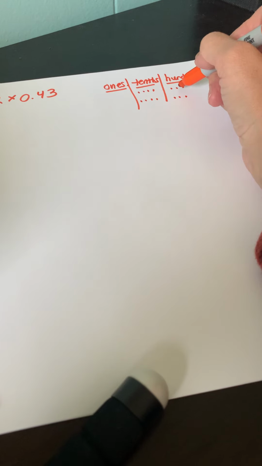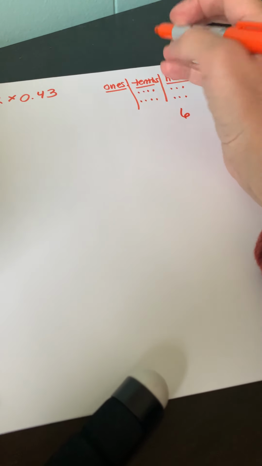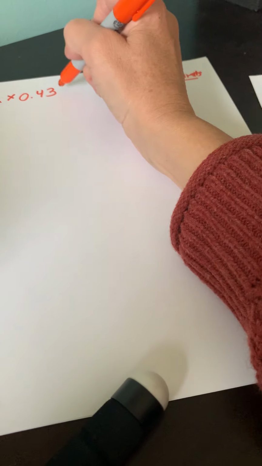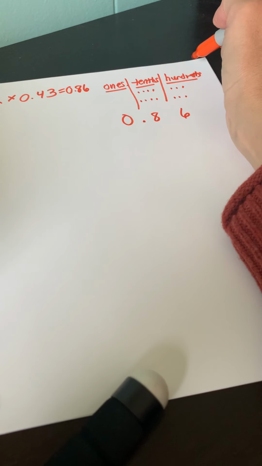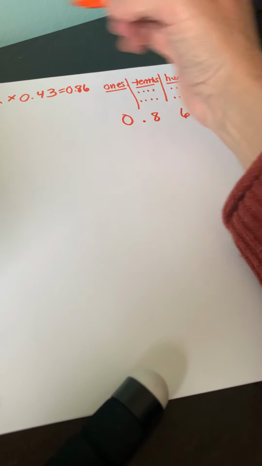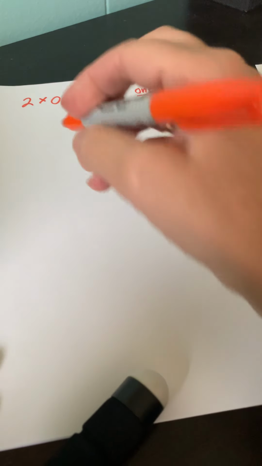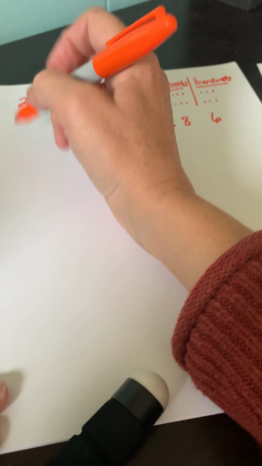And then we could add these up. 2 times 3 hundredths is 6 hundredths. 2 times 4 tenths is 8 tenths. That would give me 86 hundredths. 2 times 43 hundredths is 86 hundredths. But look at a different way to do this. We could make what's called an area model.